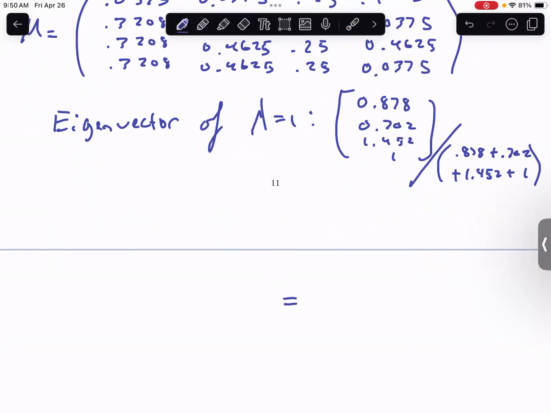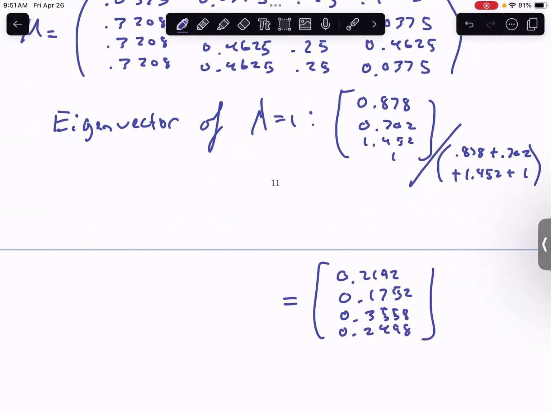So the Markov vector ends up being 0.2192, 0.1752, 0.3558, and then 0.2498. And so in summary, the most important web page is C, as we predicted, and the least important is B, as we predicted.